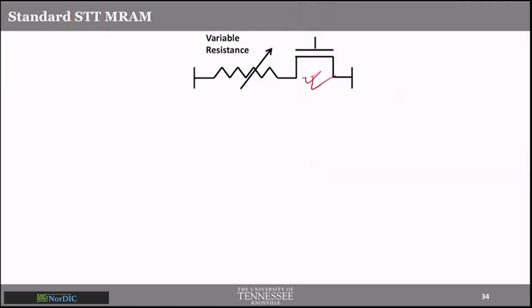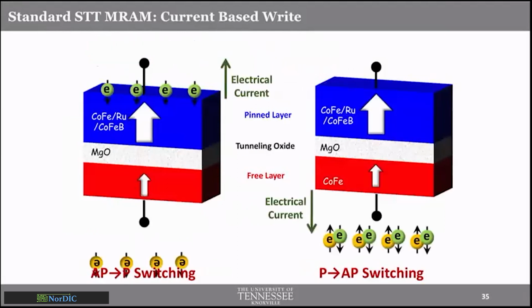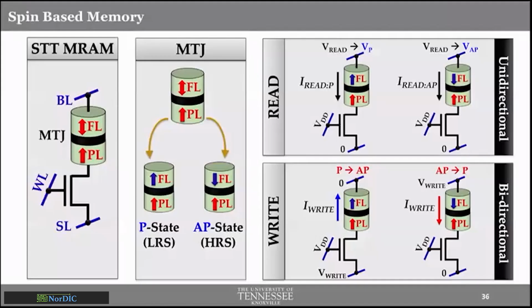It has just one transistor and one variable resistance, and that variable resistance is made with MTJ, magnetic tunnel junction. So let me fast forward for a second, and we will come back to this slide. Let me fast forward to this slide and tell you how it looks like. This is the structure of an STT-MRAM.